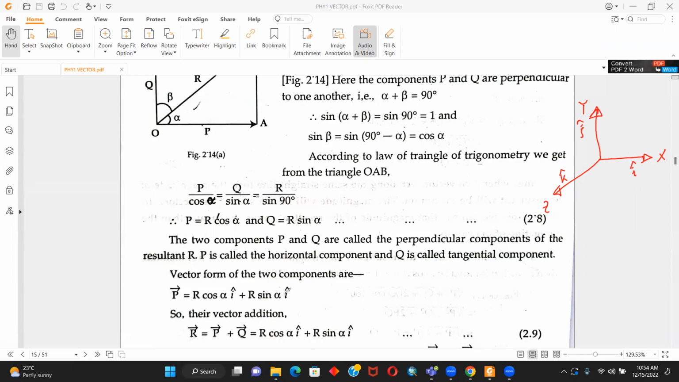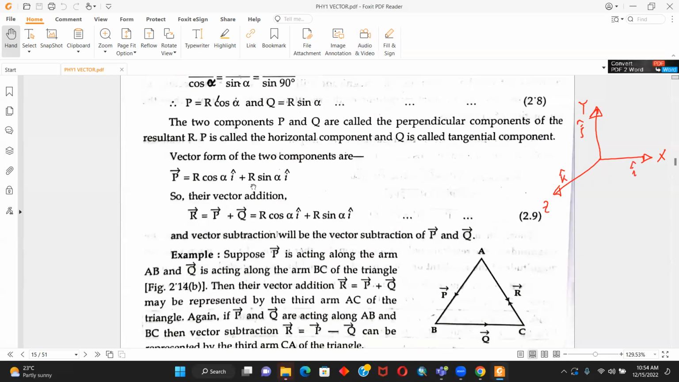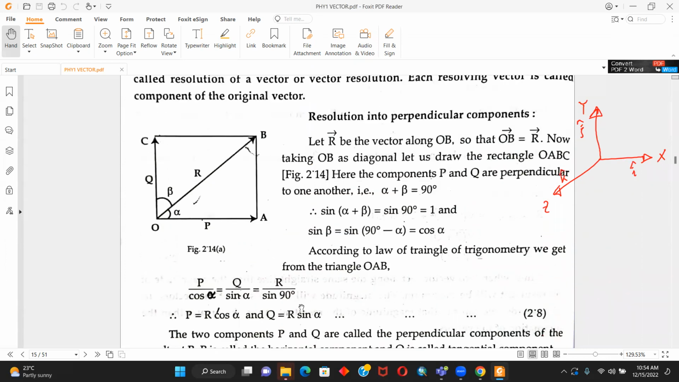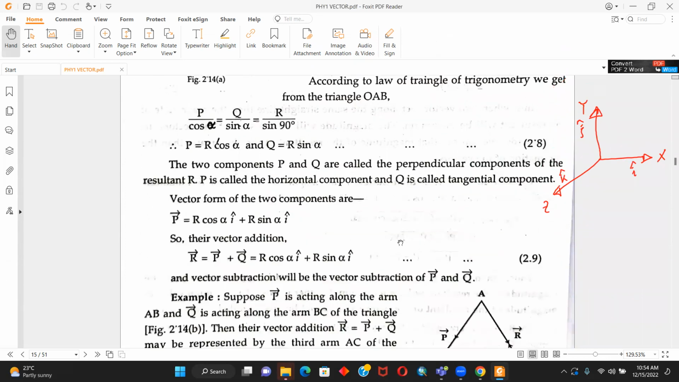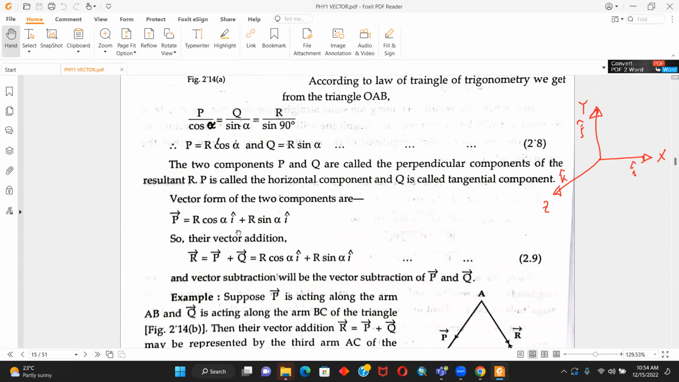It should be R sine alpha j hat. Why have they taken i hat? I don't understand. There should be a mistake. I think there's a mistake, because see, the R sine alpha is acting in the vertical direction, right? So in the vertical direction, you cannot have the i hat. It should be j hat.